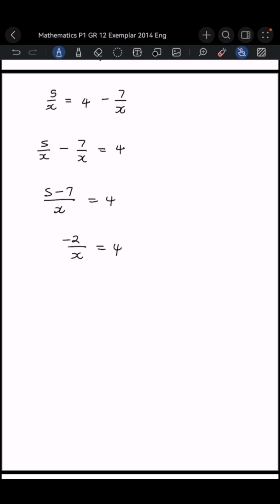Then you can multiply both sides by x, which is minus 2 over x in brackets multiplied by x. Let's just put it differently. Multiplied by x is equal to 4 multiplied by x. The x and the x will cancel each other. Negative 2 is going to be equal to 4x. Divide both sides by 4. Therefore, x is going to be negative 1 over 2.